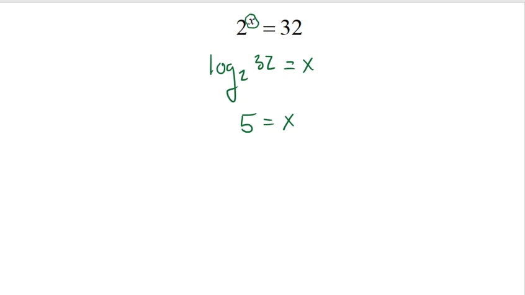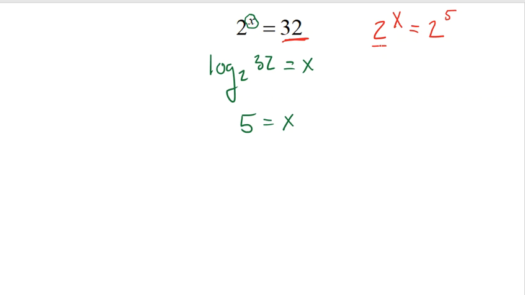Now, check this out. I told you there are 2 ways to solve these problems: the one-to-one property and logs. We used the log here, but I could have used the one-to-one property. On the left-hand side, I have a base of 2. To use the one-to-one property, I need the right-hand side to also have a base of 2. I know 2 to the 5th is 32, so I just rewrote 32 as 2 to the 5th. And now I can use the one-to-one property.